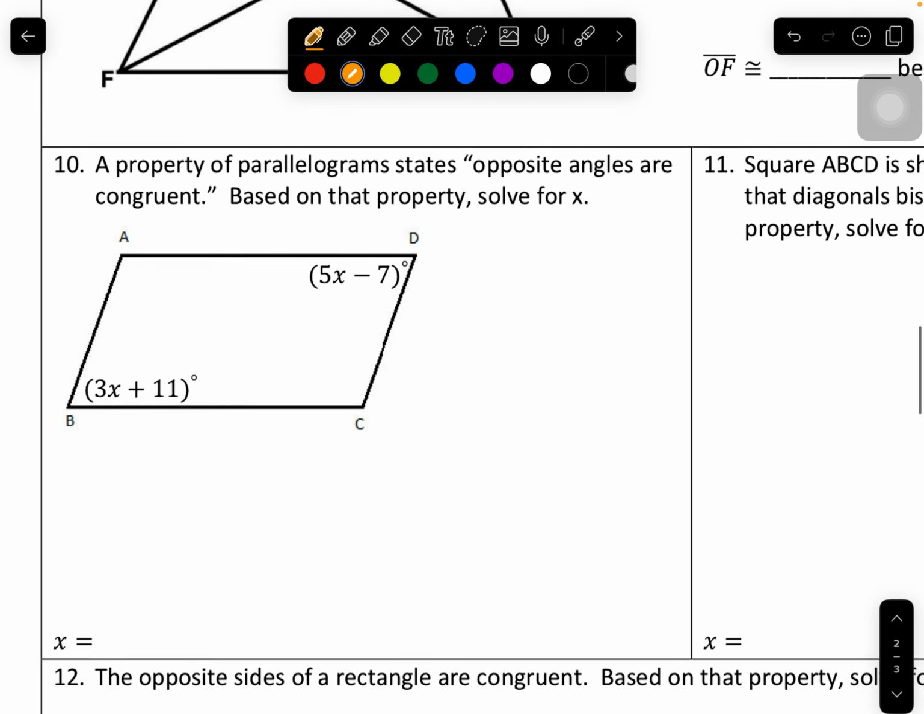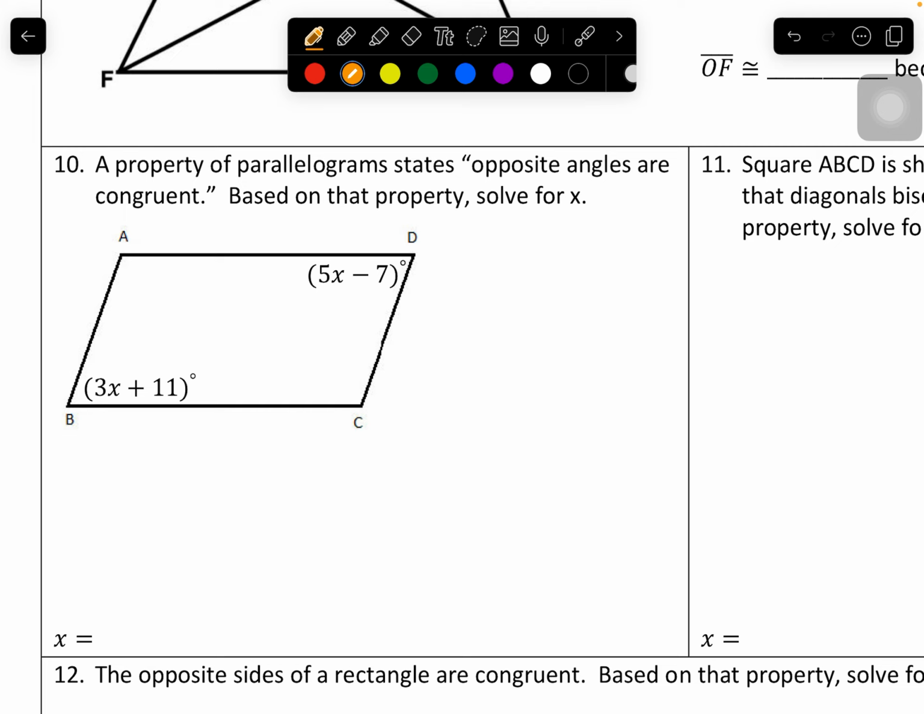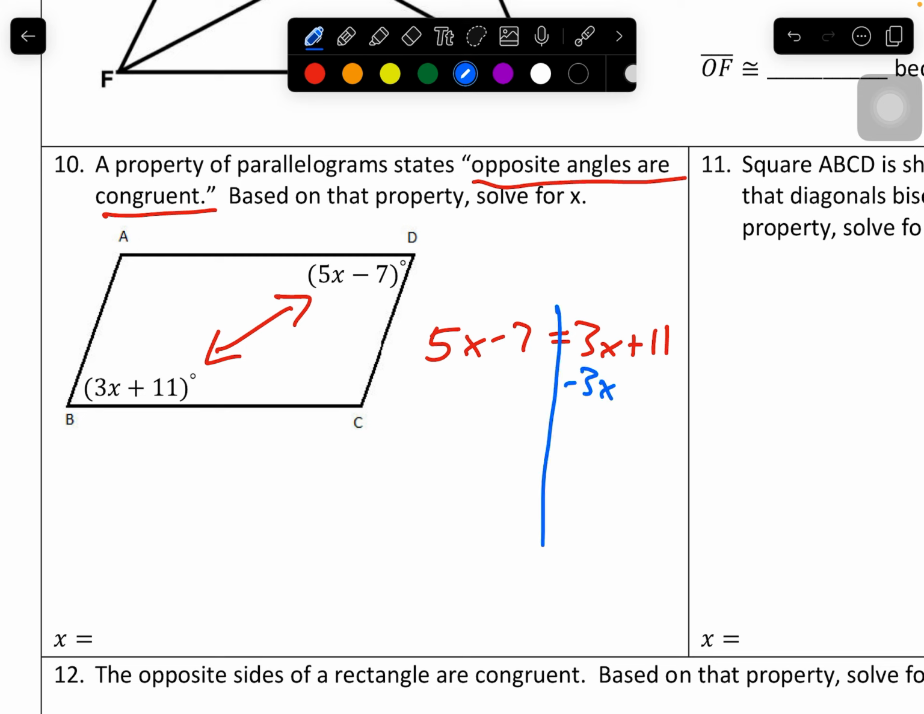Okay, here's number 10. This is what we did yesterday on the formative. So we have opposite angles are congruent. So these two are opposite angles. They are the same. So 5x minus 7 equals 3x plus 11. Okay, so then you set it up like this. Minus the 3x on both sides. You get 2x minus 7 equals 11.